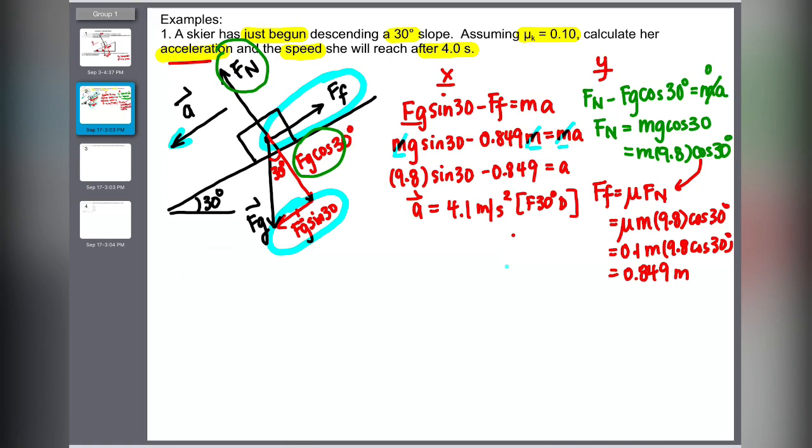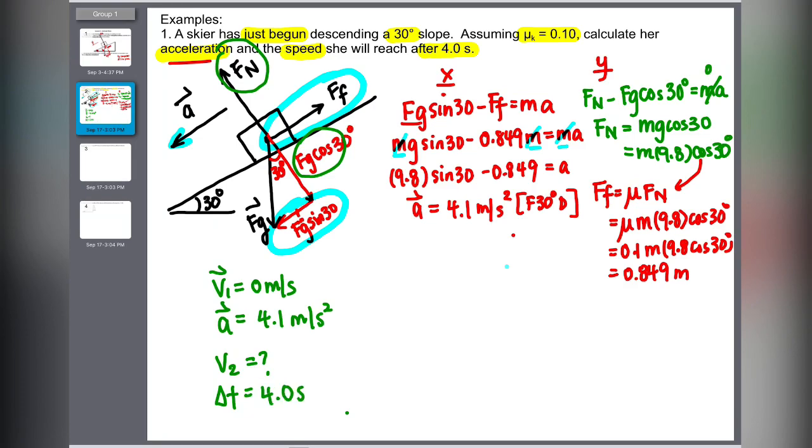Okay, so that's part A. Part B now asks what is the speed. So I'm going to redo my given list because I didn't write them out. It just began to move, so v1 is 0. I found my acceleration to be 4.1. And I would like to find v2 after 4 seconds. That is my time. So I have my high five: v1, a, v2, and t. So which one of these equations only has these four but nothing else? So it's the first equation.